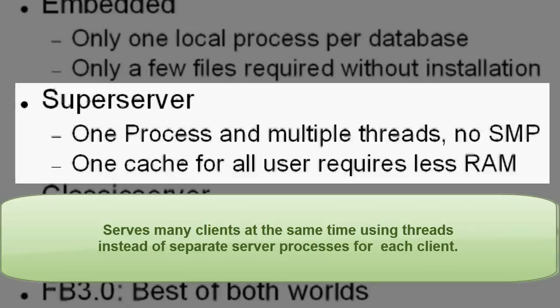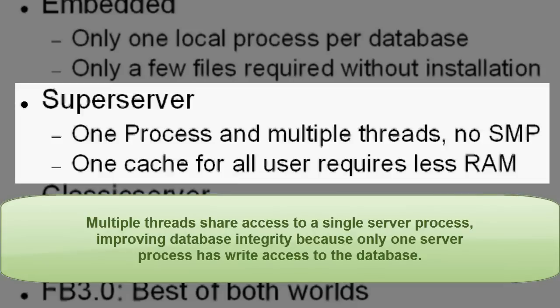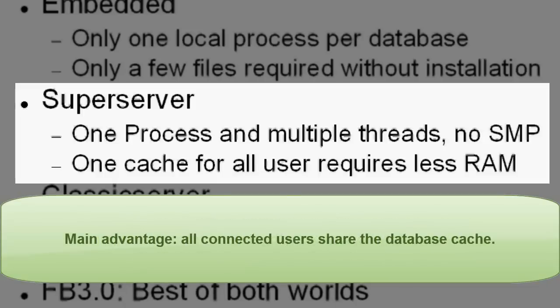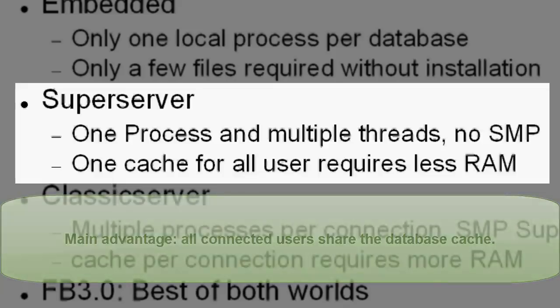It serves many clients at the same time, using threads instead of separate server processes for each client. Multiple threads share access to a single server process, improving database integrity, because only one server process has write access to the database. The main advantage is, however, that all connected users share the database cache. If a database page has already been loaded for one user, and the second user needs to access data on the same page, it doesn't need to be reloaded a second time into the cache.